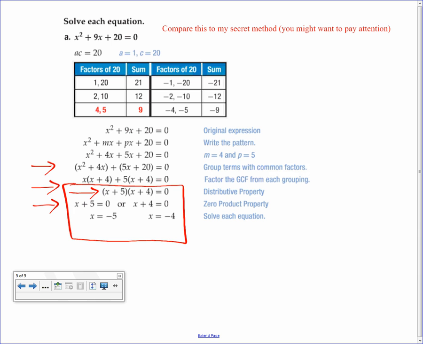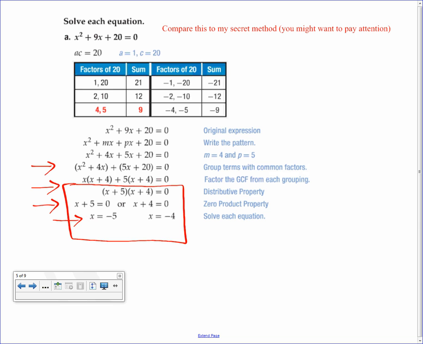We know that we have two numbers. X plus 5 is a number. X plus 4 is a number. We know that when we multiply them together, we get 0. So either x plus 5 has to equal 0, or x plus 4 has to equal 0. Now, if x plus 5 is 0, x is negative 5. If x plus 4 is 0, x is negative 4. That problem is now solved. Negative 5 and negative 4 are your solutions.